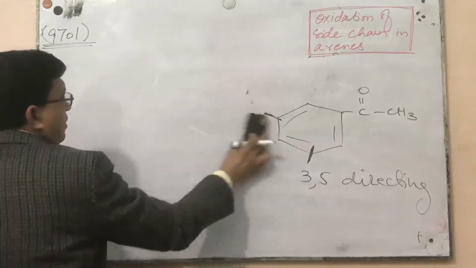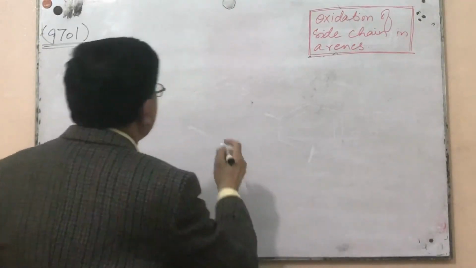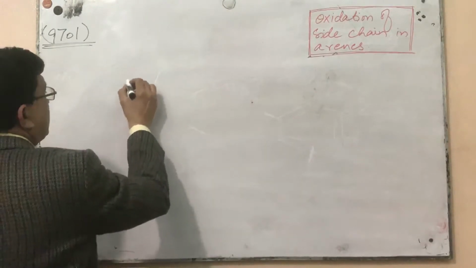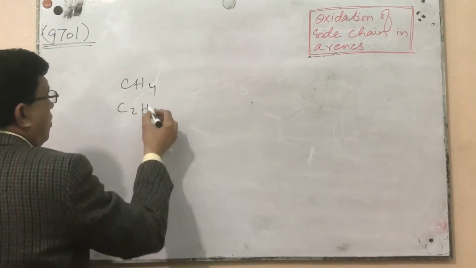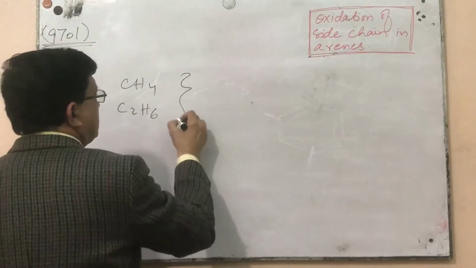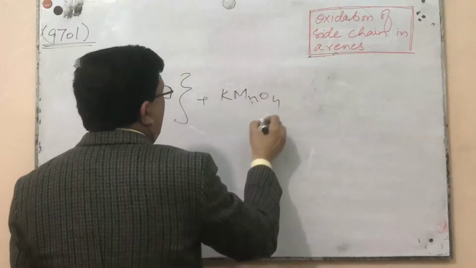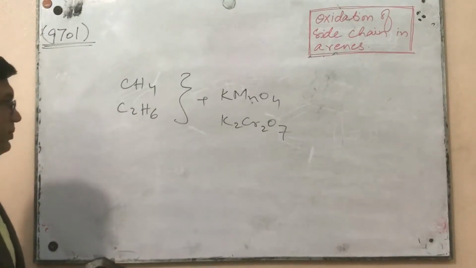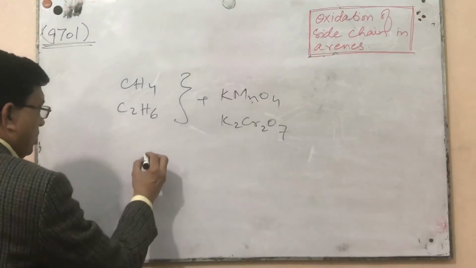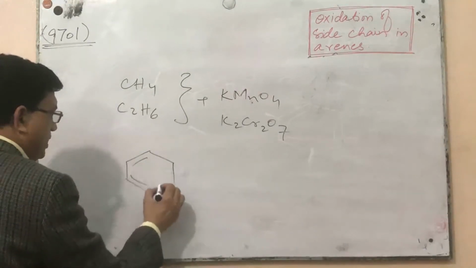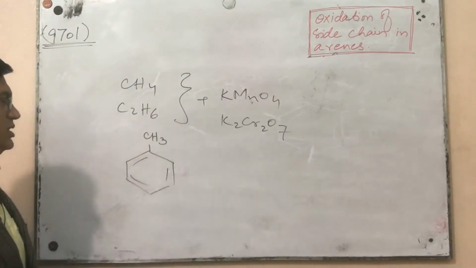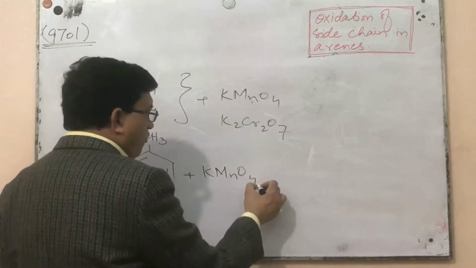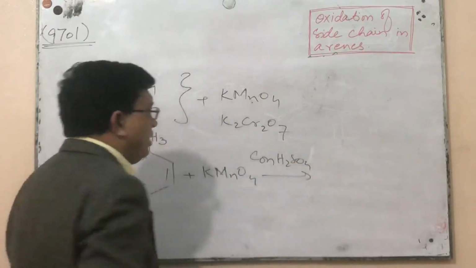Now, the second point is oxidation of side chains in arenes. For example, we know that methane, ethane, or whatever the saturated hydrocarbon, these are not oxidized. These don't react with KMnO4 or K2Cr2O7 followed by the addition of concentrated sulfuric acid. But if these groups are attached to a benzene ring, arenes, for example, methyl benzene, now if we react it with KMnO4 in the presence of concentrated H2SO4, what will happen?